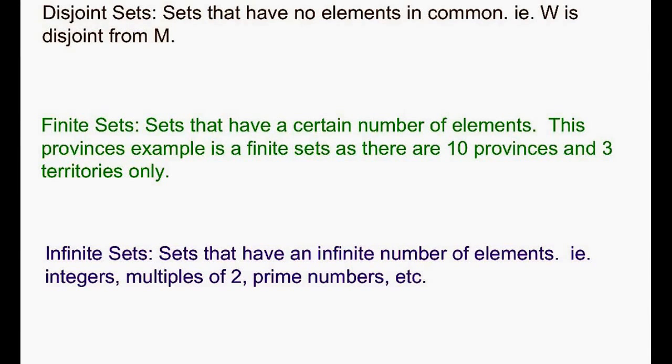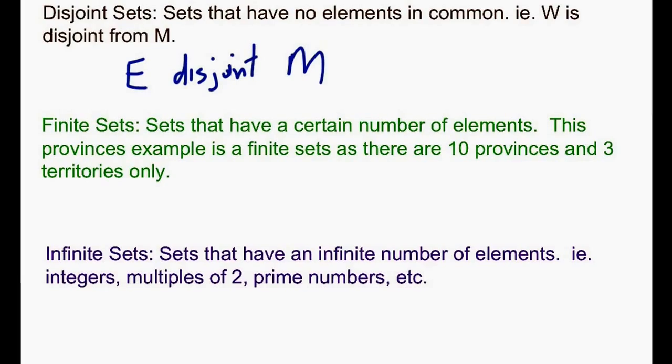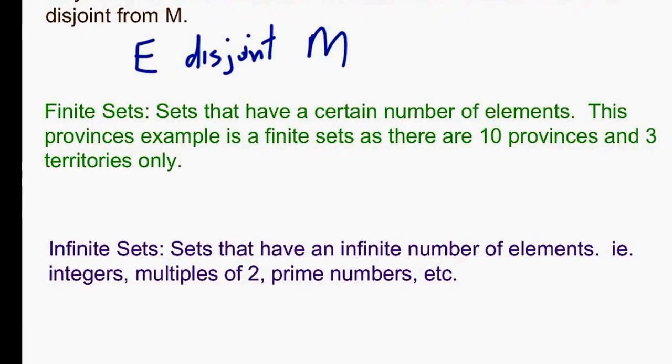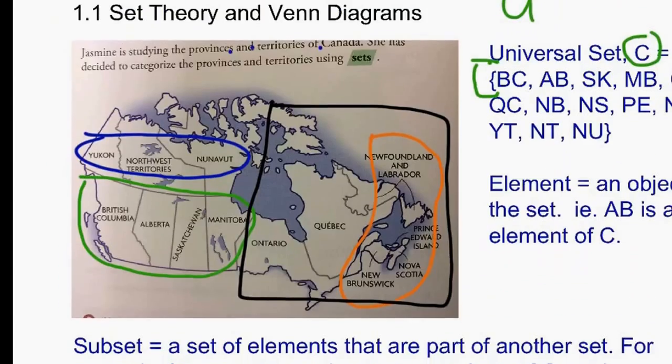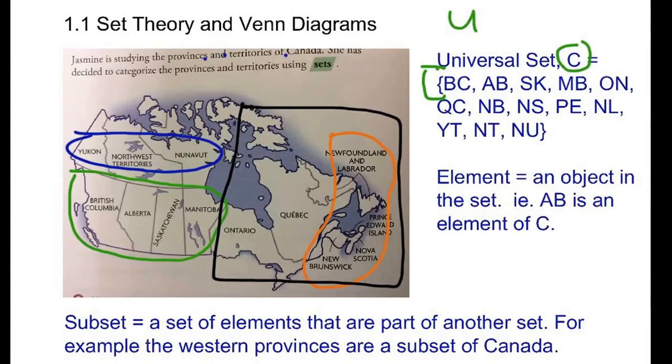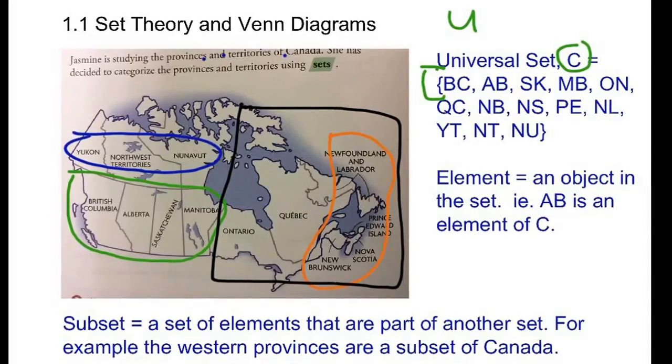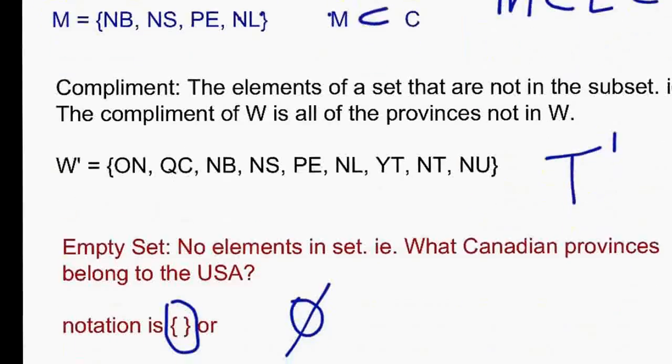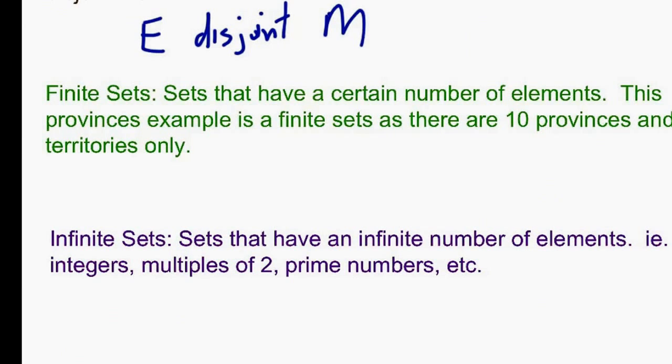Let's do one more quick example. Would the eastern provinces be disjoint from M? What do you think? East disjoint from M? That one is no, because if we go back to our map again, you'd see that our maritime provinces, the orange ones, are part of the eastern ones. So we'd say no, those aren't disjoint because there are some that belong to both. The maritime provinces belong to both.